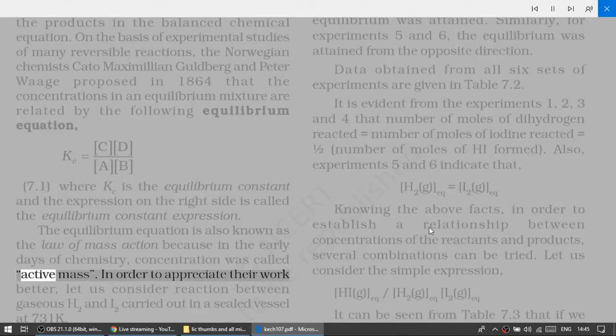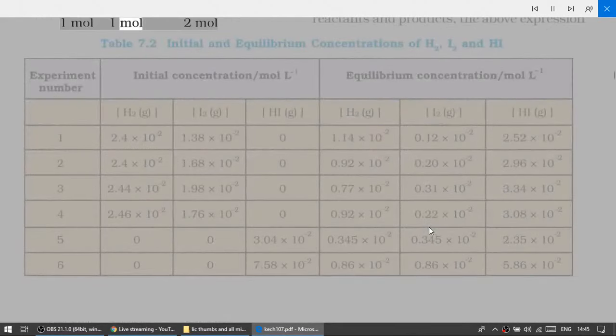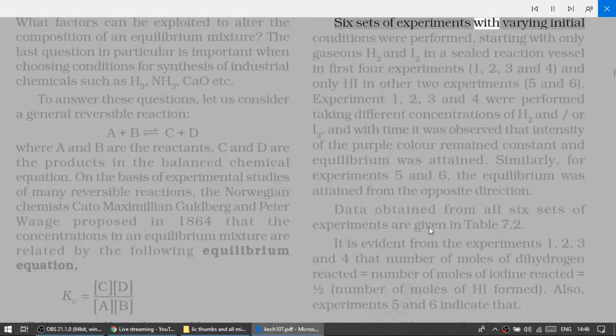In order to appreciate their work better, let us consider the reaction between gaseous H2 and I2 carried out in a sealed vessel at 731 K. H2(g) + I2(g) ⇌ 2HI(g). Six sets of experiments with varying initial conditions were performed, starting with only gaseous H2 and I2 in a sealed reaction vessel in the first 4 experiments, 1, 2, 3 and 4, and only HI in the other 2 experiments, 5 and 6.